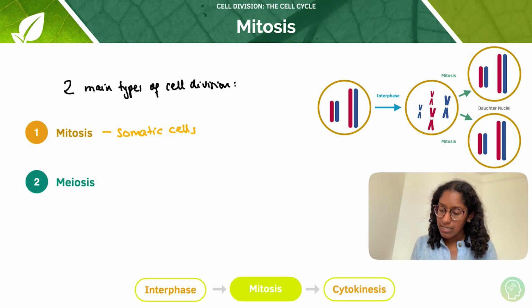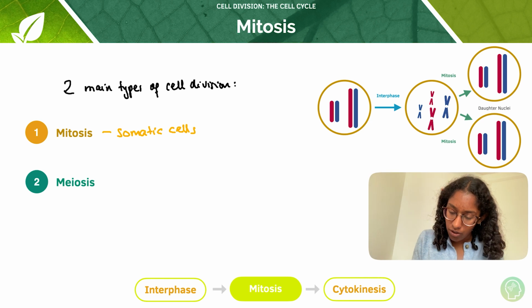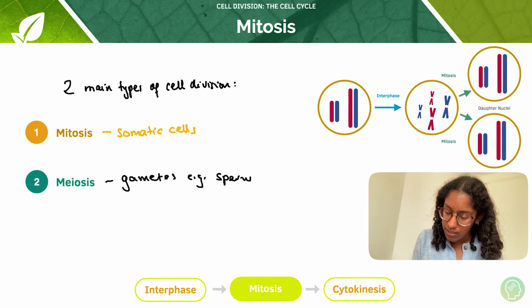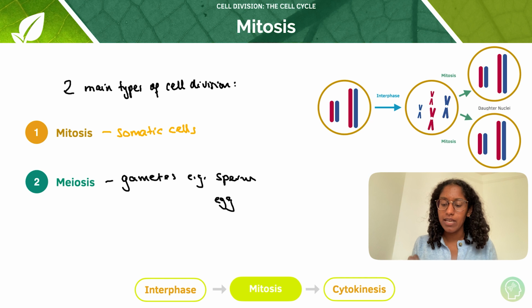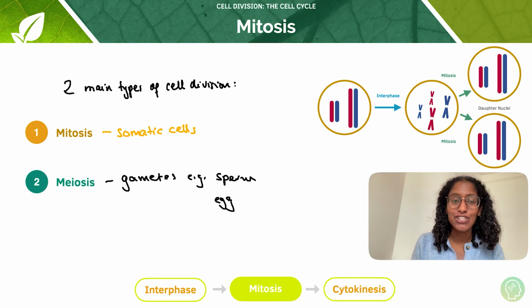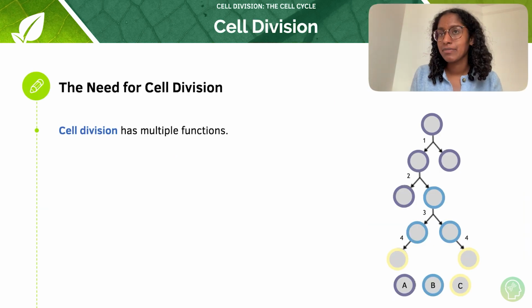So meiosis is a process that occurs only in cells known as gametes. So gametes are the sperm and the egg. So the sperm in males and the egg in females, which play a role in sexual reproduction. So we will talk a lot more about meiosis in a later tutorial, just like this set of tutorials where we're going to be talking about mitosis. So we'll shelve meiosis for now and we'll come back to that later. So for now, let's just focus on mitosis.